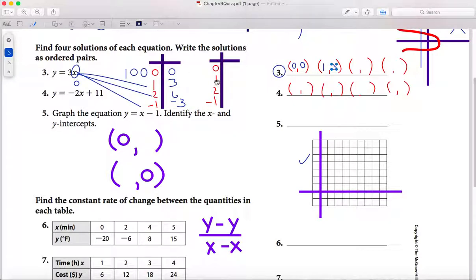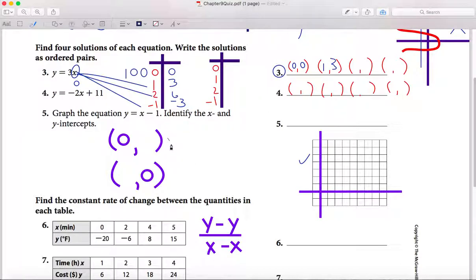It doesn't look much like a 3, but make sure you have 4 ordered pairs and that you pick numbers that are pretty easy to work with. If you want to stretch yourself and pick different numbers, that's fine. It's just not necessary. For number 5, you are graphing an equation using the x and y intercepts.